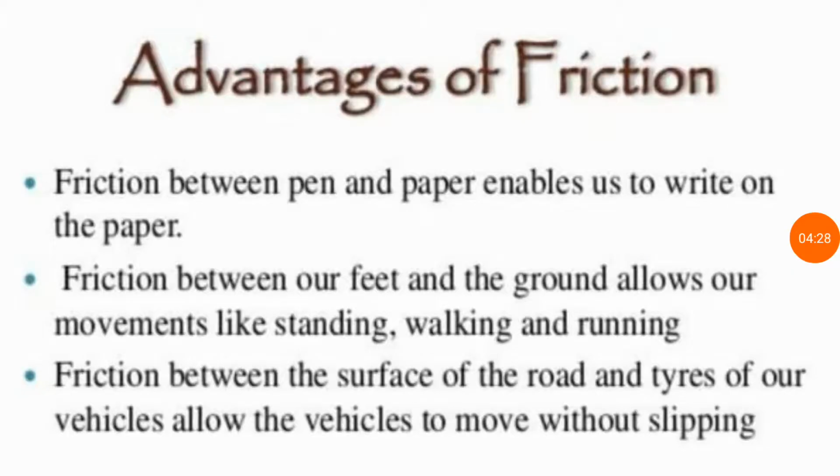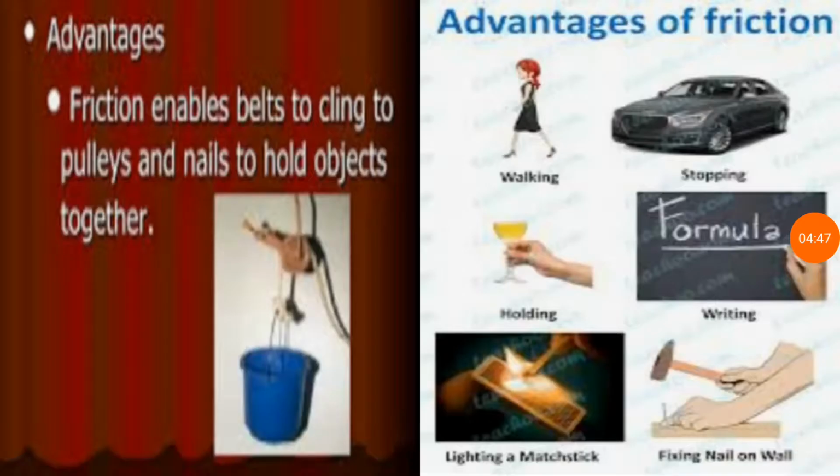Now advantages of friction. Friction is desirable in many cases. For example, our ability to walk depends on friction between the soles of our shoes and the ground. Friction holds screws and nails inward. The lighting of a matchstick is another useful application of friction. You can easily see examples of these advantages of friction in the figure. Friction enables belts to cling to pulleys and nails to hold objects together. Friction helps in walking, in stopping the car, holding something, in writing, fixing nails on a wall, lighting up a matchstick.